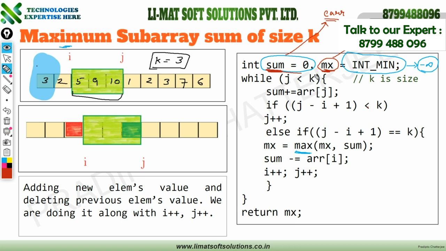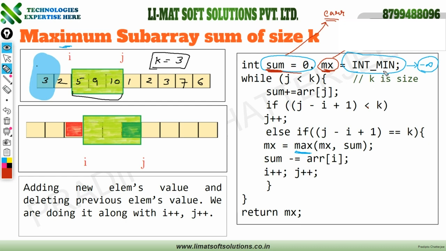I guess you are able to understand. Let me tell you once again. I have initialized i and j equals to 0 because I am trying to represent the sliding window. I have the sum variable, initialized with 0 because the current sum is 0. And the max variable, which is global and overall, I have initialized with negative infinity, because sometimes the value can be negative as well.